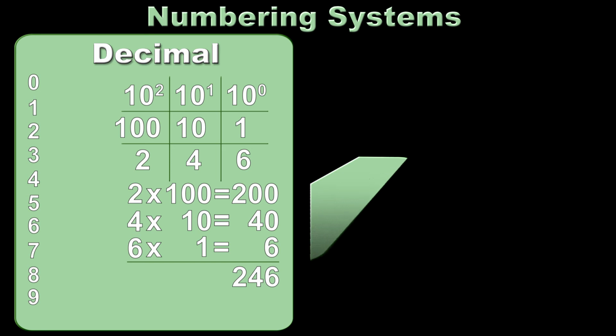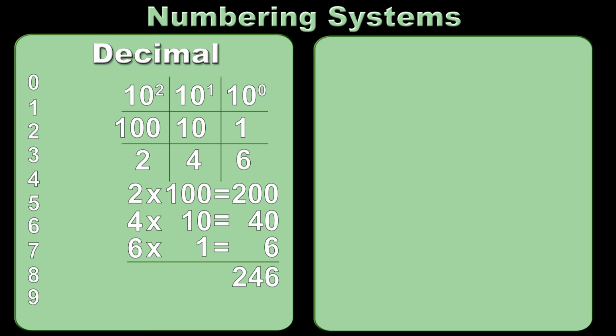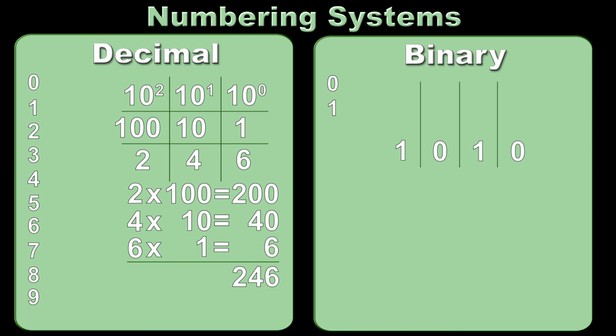So now, let's apply these same principles to the binary numbering system. The binary system is called base 2 because it is based on multiples of the powers of the number 2. And there are only 2 digits in that numeric system, 0 and 1. This is a representation of a binary number, 1010. And again, it's being organized into columns. This time, the columns are represented by the powers of 2.